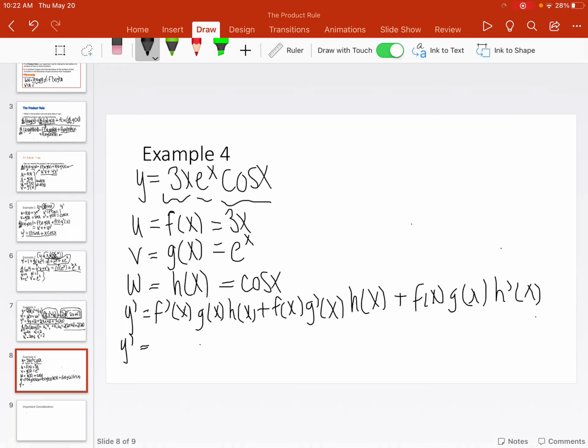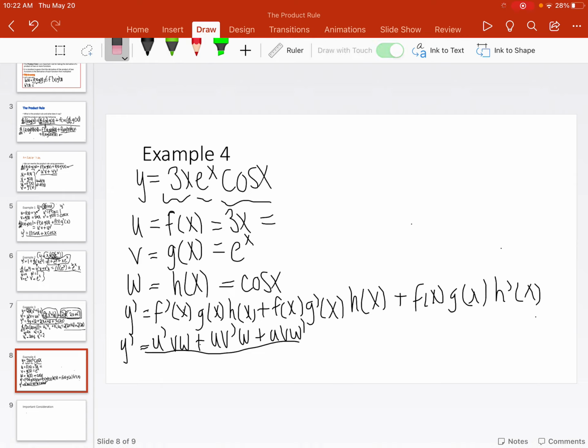So now let's also write it down using our parameterization. What do we get? Well, we get u prime times v times w plus u times v prime times w plus u times v times w prime. As you can see again, much neater to write. So, well, let's fill in the gaps. Let's find the derivatives here.